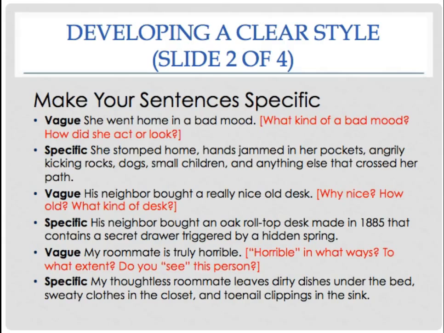and you really have a clear picture of what's going on here. And then you say, my roommate is truly horrible. Well, horrible in what ways? To what extent? Do you see this person? Because you could be using horrible ironically and saying it in a funny way when they're not horrible at all. But if you turn around and say, my thoughtless roommate leaves dirty dishes under the bed, sweaty clothes in the closet, and toenail clippings in the sink, you know that not only is the person horrible, but they're kind of gross too.